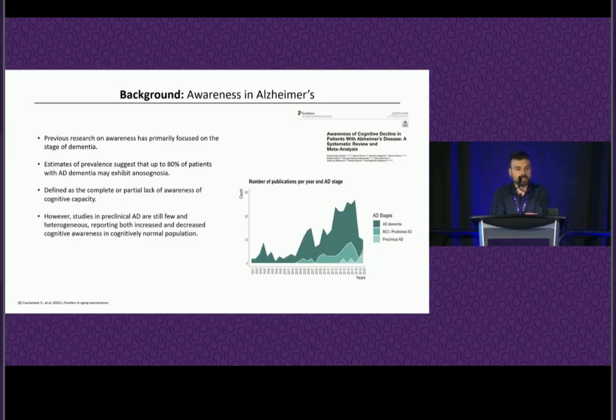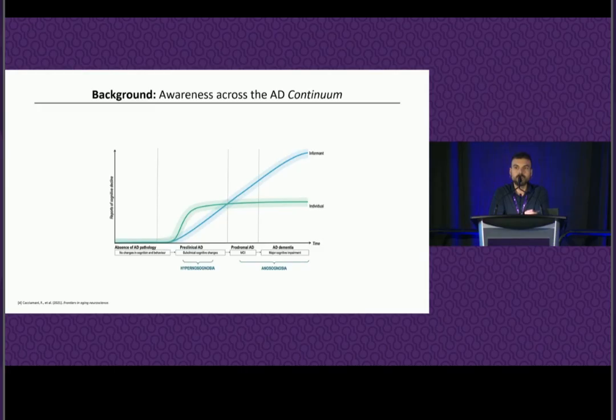Previous research on awareness has primarily focused on the stage of dementia. Estimates of prevalence suggest that up to 80% of patients with AD dementia may exhibit anosognosia, which we can define in AD as the complete or partial lack of awareness of cognitive capacity. However, the studies in preclinical AD are still few and heterogeneous, reporting both increased and decreased cognitive awareness in cognitively normal population.